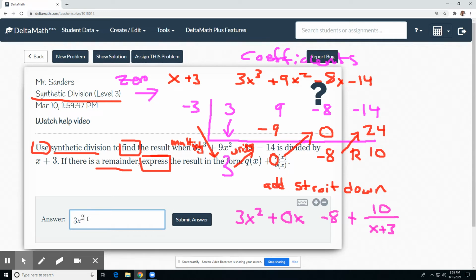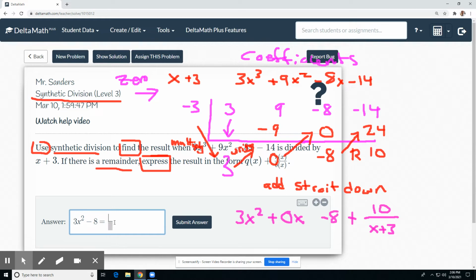3x squared. We don't need the 0, so we just wouldn't write the 0x. Minus 8 plus 10 over x plus 3. So usually we wouldn't write the placeholder in our answer. We would simplify it out. And then, oh, almost messed up. That's a plus. Good. All right.